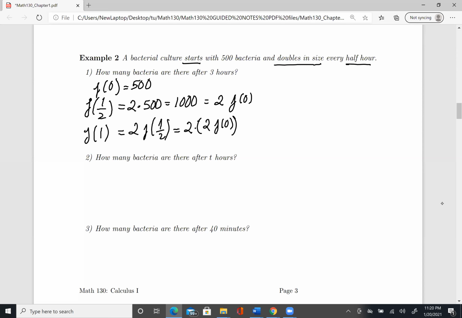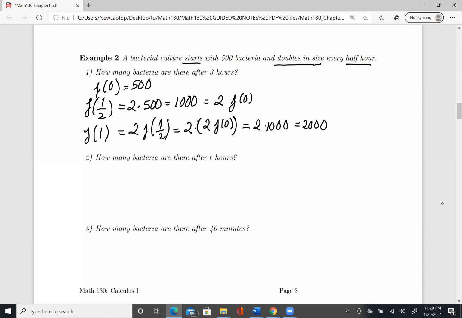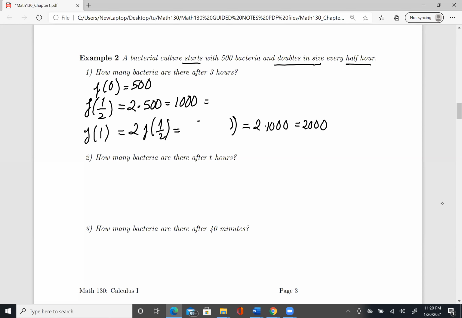Or I can just substitute as 2 times 1000, which is equal to 2000. Because this is actually looking for how many bacteria, so I don't even need this one. I don't even need this. I can just right away have the number.